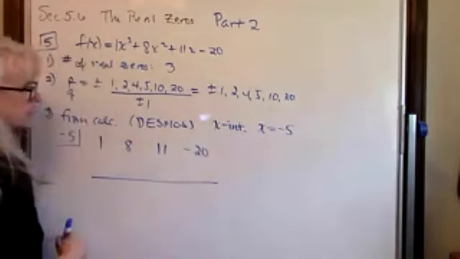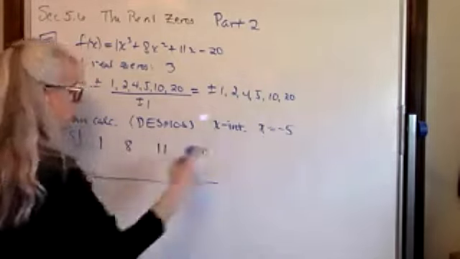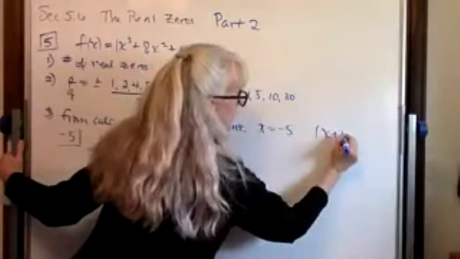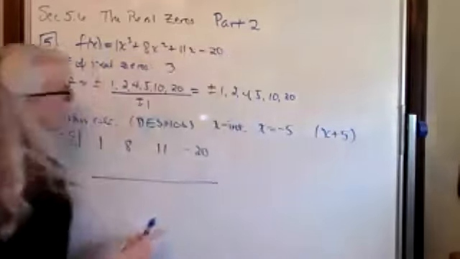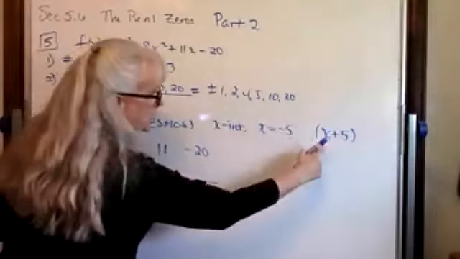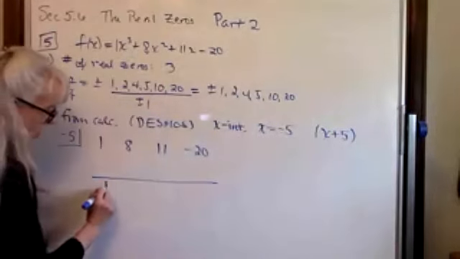And we're going to use synthetic division. So notice that I'm not changing the sign on that -5. That's because as a factor, it would come from x plus 5. I don't need to change this sign when I'm writing it as an intercept, only when I write it as a factor. So we're going to try the -5, bring the 1 straight down.